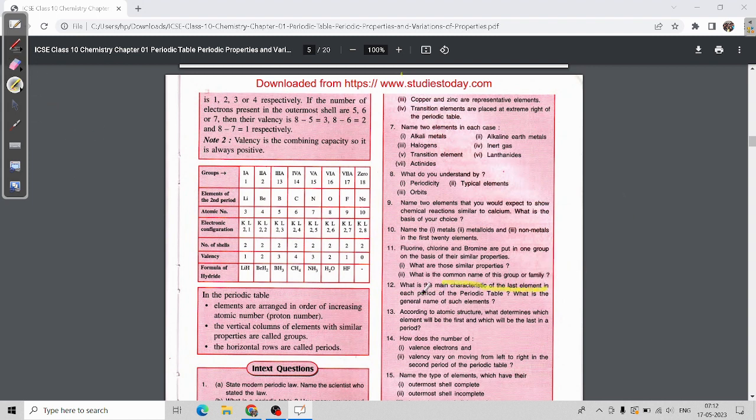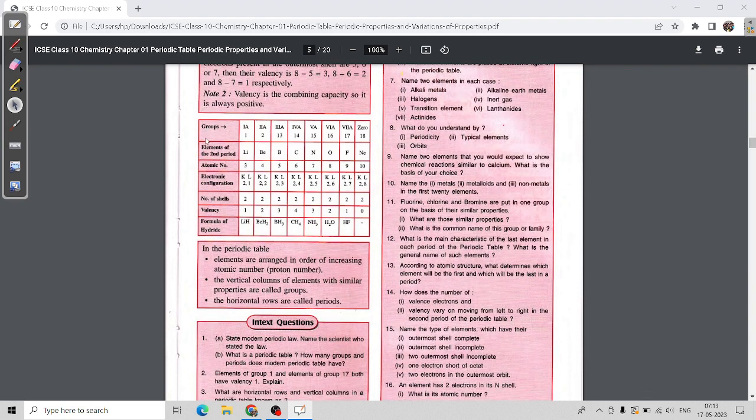What is the main characteristic of the last element in each period of the periodic table? What is the general name of such elements? The main characteristic of the last element in each period is that they are noble gases or zero group elements. They do not react easily as they have stable electronic configuration. They are known as the zero group elements, or we can say the noble gases.